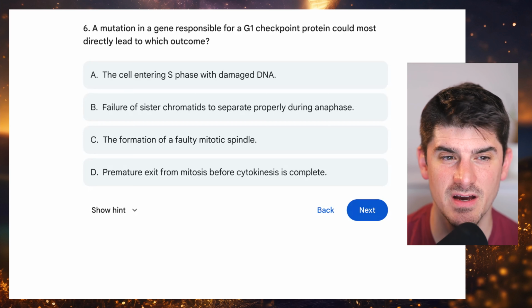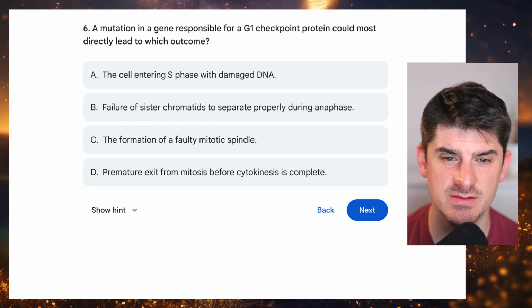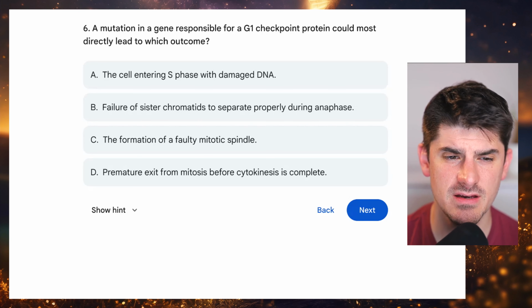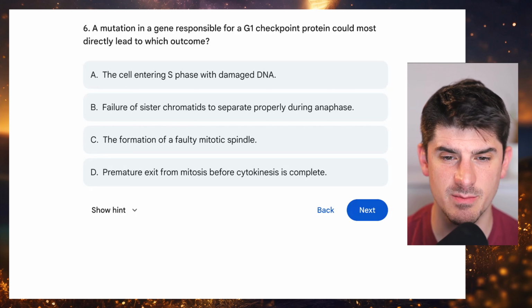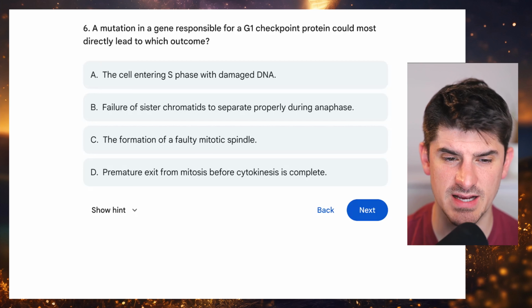Number 6, a mutation in a gene responsible for a G1 checkpoint protein could most directly lead to which outcome? A, the cell entering S phase with damaged DNA. B, failure of sister chromatids to separate properly during anaphase. C, the formation of a faulty mitotic spindle. D, premature exit from mitosis before cytokinesis is complete.